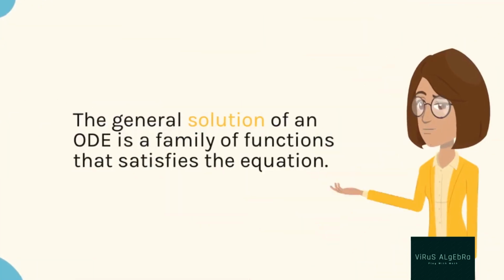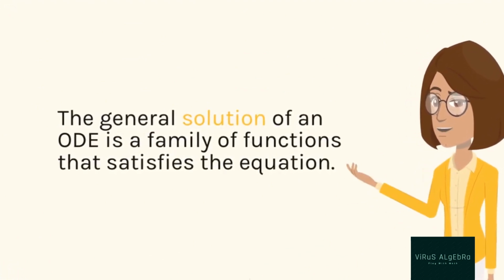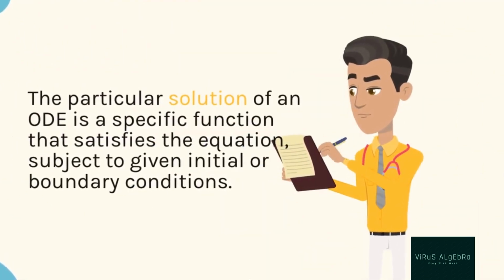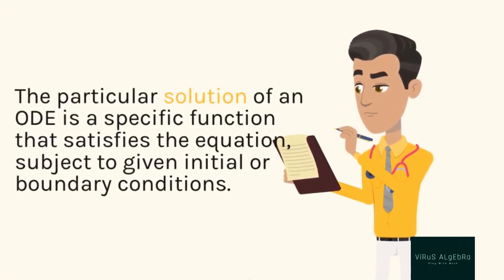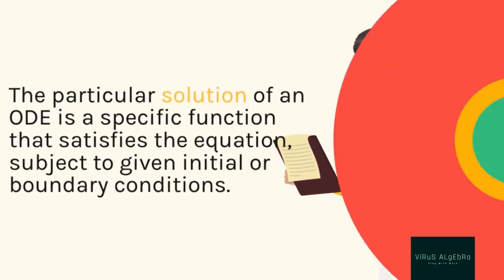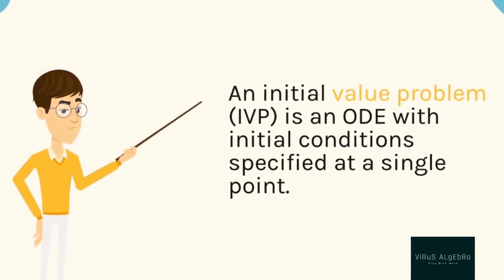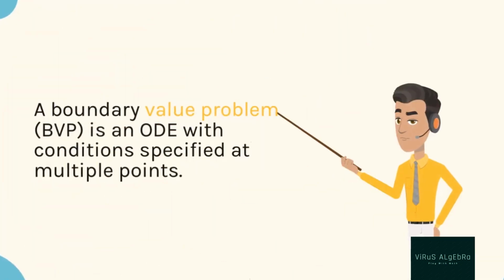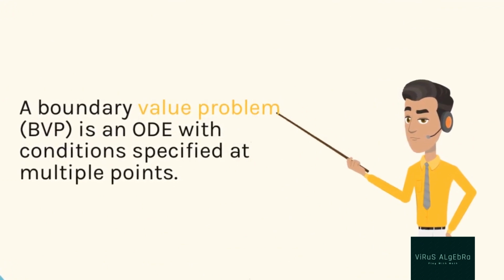The general solution of an ODE is a family of functions that satisfies the equation. The particular solution of an ODE is a specific function that satisfies the equation, subject to given initial or boundary conditions. An initial value problem, IVP, is an ODE with initial conditions specified at a single point. A boundary value problem, BVP, is an ODE with conditions specified at multiple points.